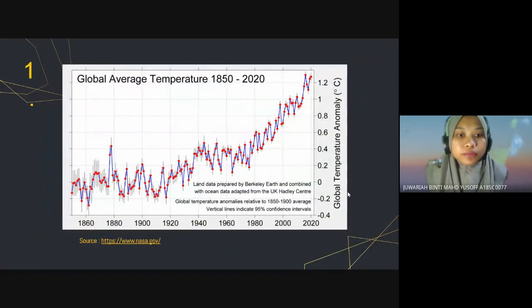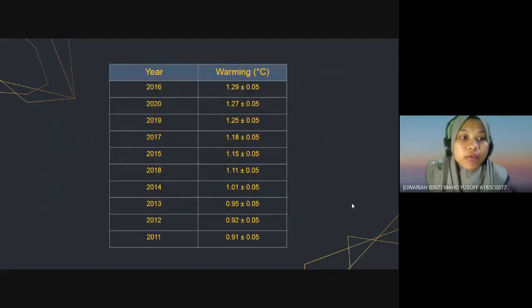So the result is, the data is about global temperature from 1815 until 2020. As we can see here, the temperature increased year by year. I have listed the temperature levels in the last 10 years from the graph above. So the highest temperature was in year 2016, which is 1.29 plus minus 0.05 degrees Celsius.